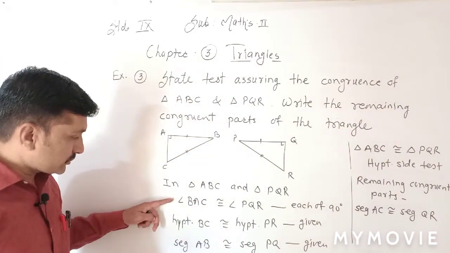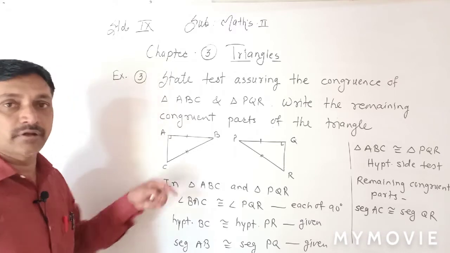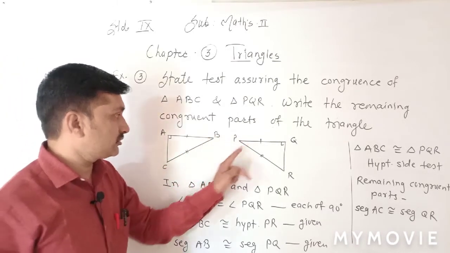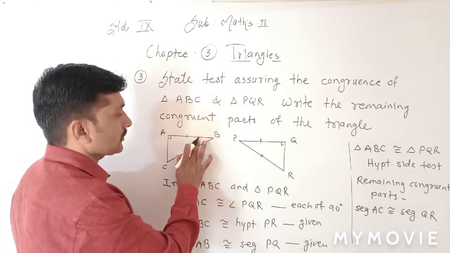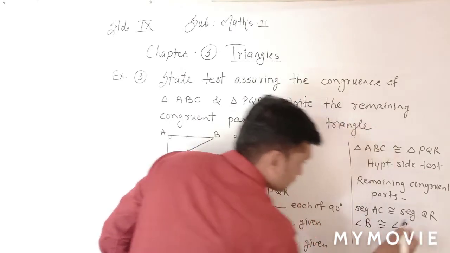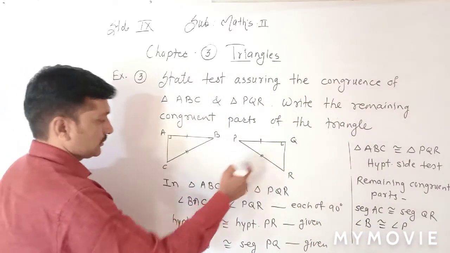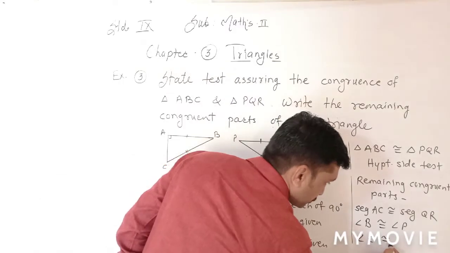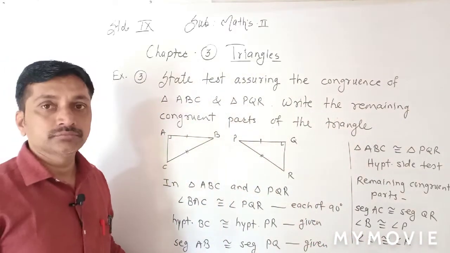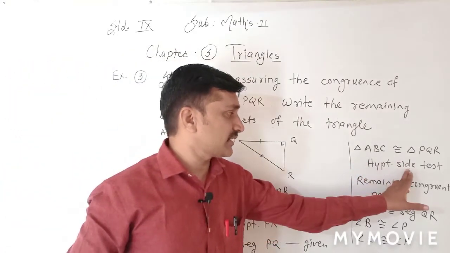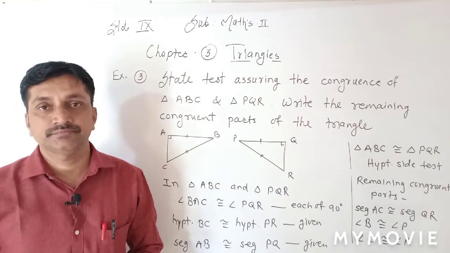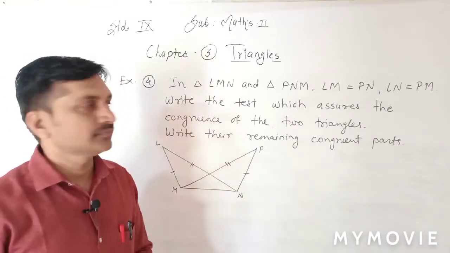How many angles are used here? 1 angle, and the remaining there will be 2 angles. B corresponds with P: angle B is congruent to angle P, and C with R: angle C is congruent to angle R. In this way, we proved 2 triangles congruent by hypotenuse side test, and we wrote the remaining congruent parts also. Now let's see example number 4.